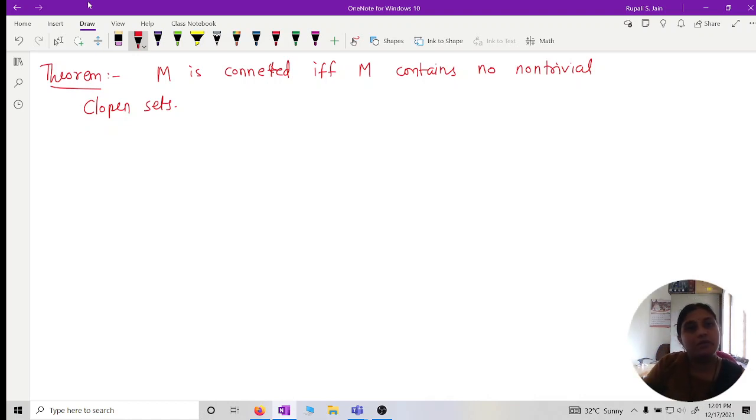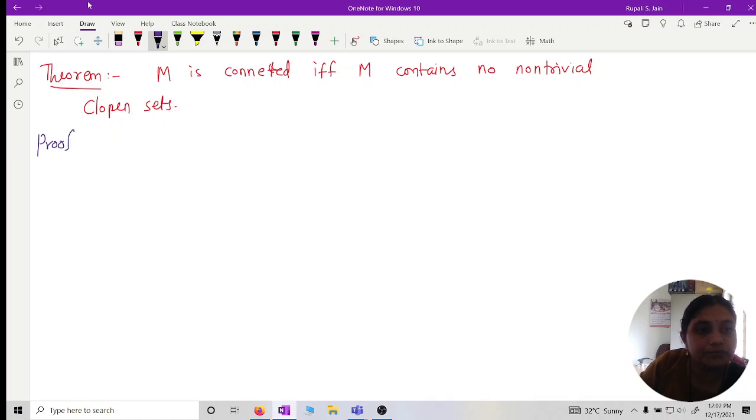The empty set and the whole space. These are trivial Clopen sets. Other than that, if there is a set which is open as well as closed, then we will call it a non-trivial Clopen set. And if in a metric space there exists a non-trivial Clopen set, then it will be disconnected. If there does not exist a non-trivial Clopen set, then it will be connected. That we want to prove now.